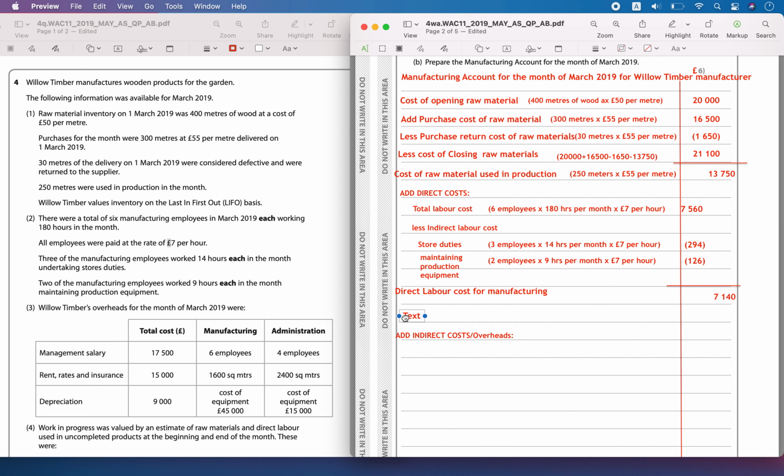Now this is another cost you will add. Then you will get the prime cost. This also you have to indicate. So 13,750 plus 7140. Let's add up these two and get the prime cost. So 20,890. So this is the prime cost.